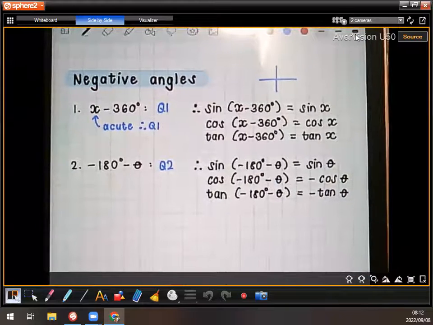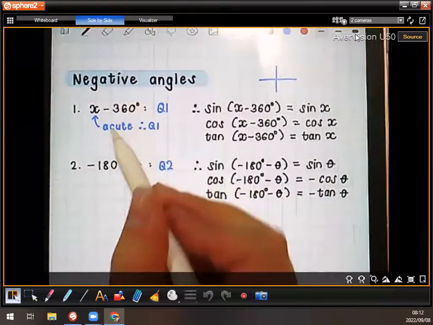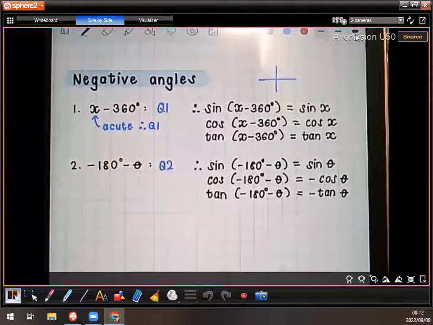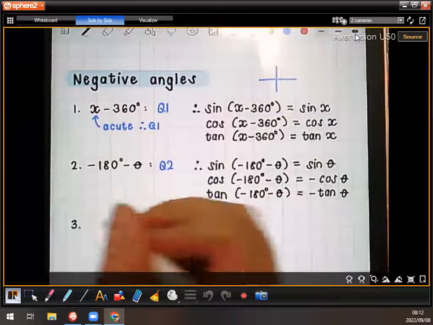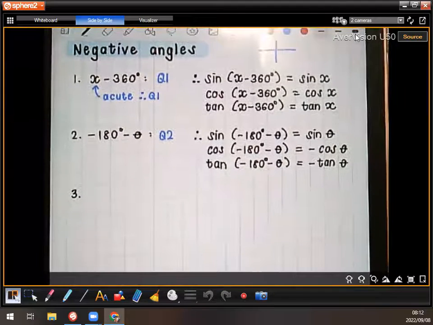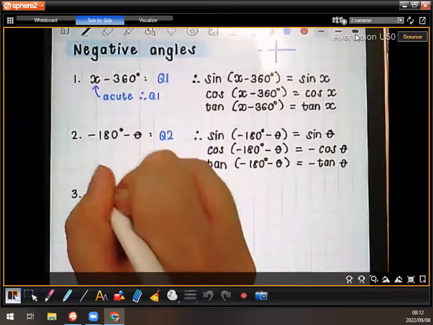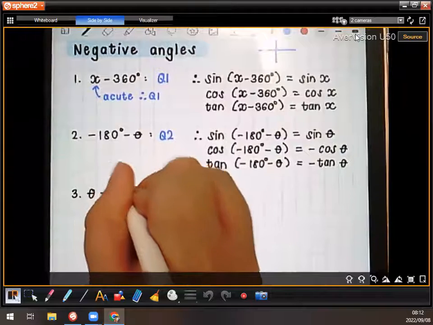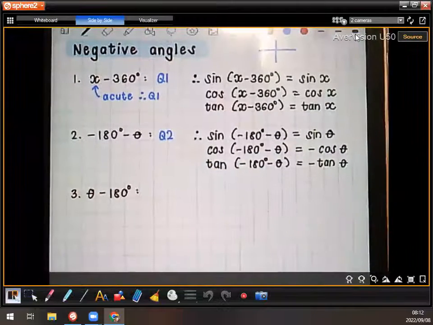So guys, it doesn't actually matter what this angle is. You just need to be able to figure out which quadrant it's in. Alright, and after that, it's the same as the ones that you guys see. Just gonna do one more, and I actually want you guys to do this one on your own, just figuring out which quadrant it's in. So it's theta minus 180.